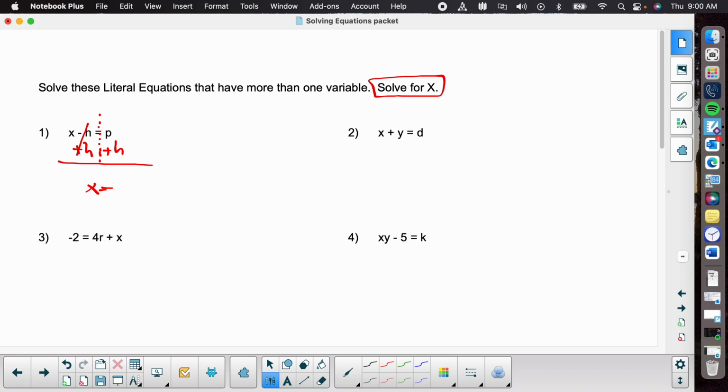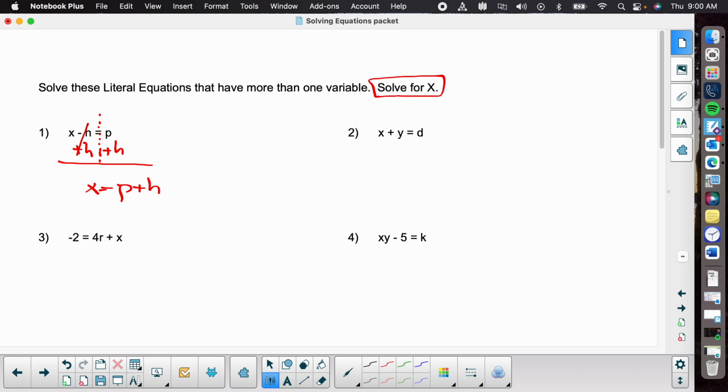Close. PH would mean P times H. How do we write two things being added? Perfect. P plus H. We can't put them together because of different letters. And so we just write down what we're trying to do. P plus H. We don't know what the answer is, so that's what we write.